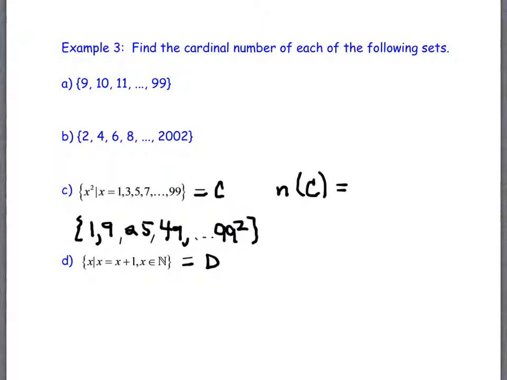Do you remember? How's it work? Isn't this the same thing we did? Mm-hmm. So how many? 50. And why are there 50, Kinsey?